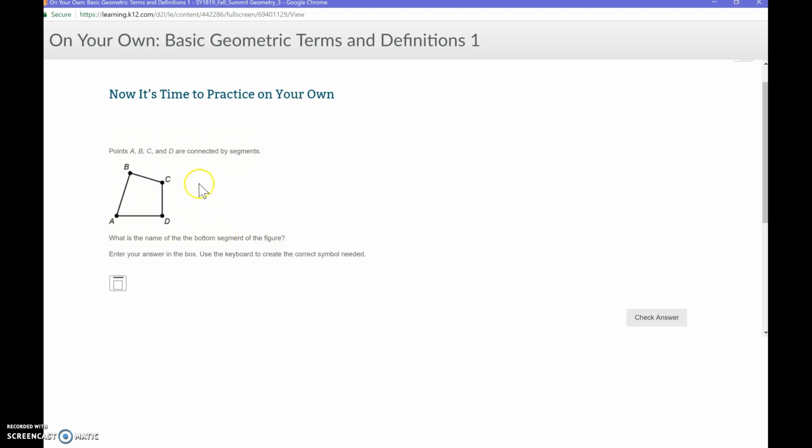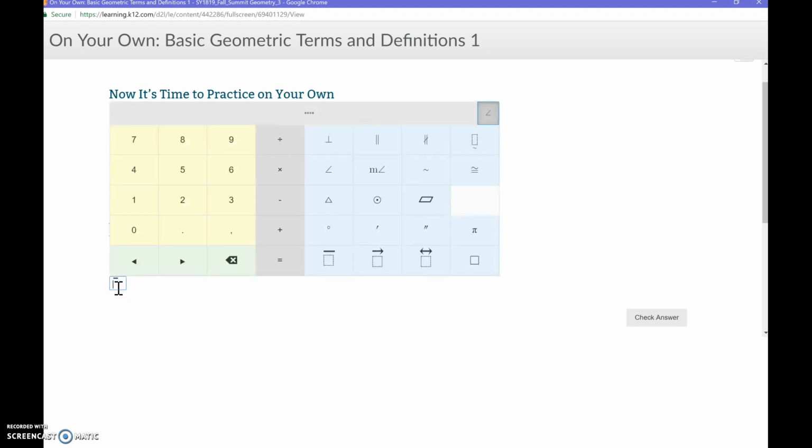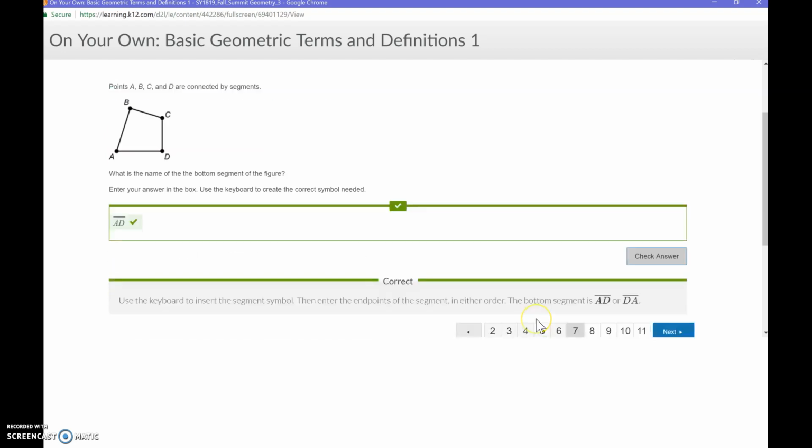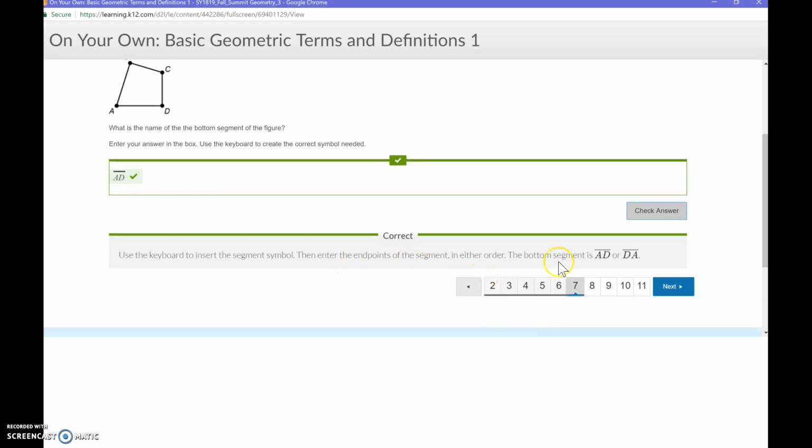Let's look back. And now we're looking for, what is the name of the bottom segment? So A and D. Go back. And now we type in A. Oh, need to use our capital letters just like it's shown. A and D. And it's really important that we learn how to use these because these will be available in our tests. And if you don't use these keyboards that they give to you, they could mark your answers wrong. So make sure you use these keyboards and the symbols that they give you. Let's check our answer. Great job. We did really good. It tells us why we got it correct.